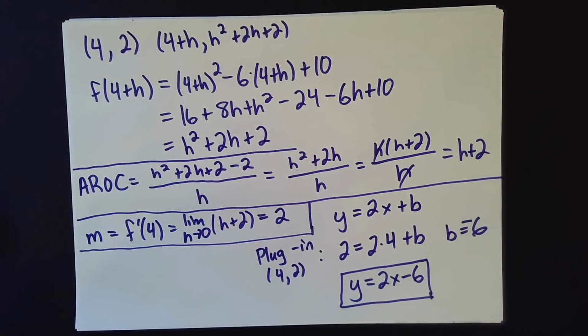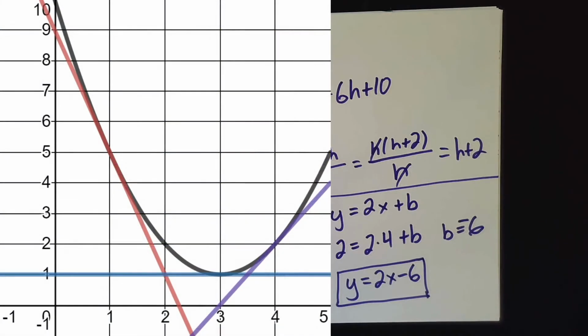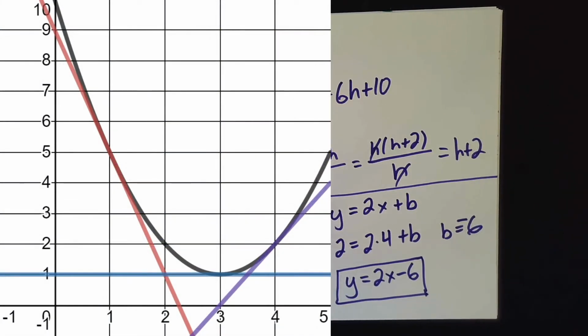Again, I can check this by showing this to you in a graph. And voila, here we go. We have our purple line, which we can see is tangent to the graph at the point (4, 2).